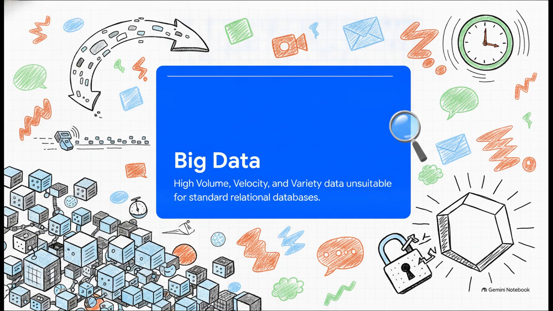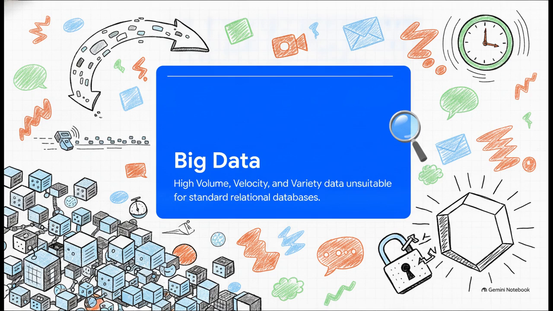Second is velocity. This refers to the speed at which data enters the system and needs to be processed. Think of continuous streaming data like RFID sensors in a massive warehouse tracking thousands of items all at once, or high-frequency stock market ticks. Finally, variety.